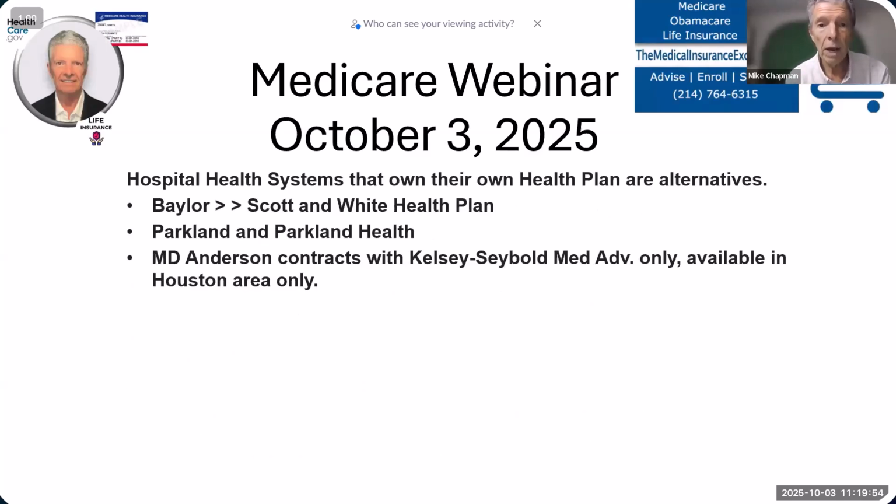An example is Baylor Scott and White in Dallas. Also in Central Texas and Austin, they have their own health plan. So they have aligned their network with their hospital system. Parkland is one of the top hospitals in the world for burn patients and for maternity, but it's primarily known as a community hospital for those who are Medicaid eligible, and they have their own health plan. MD Anderson, I mentioned them earlier, only contracts with Kelsey-Seybold, the only Medicare Advantage plan, but if you're living outside of the Houston area, it's not going to help you.